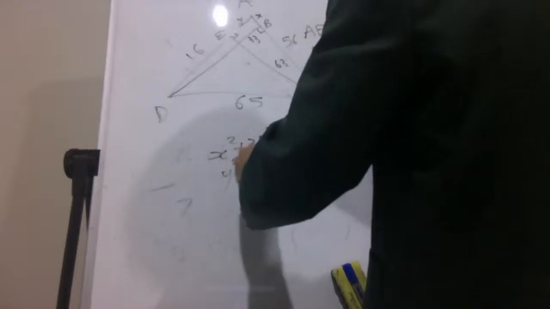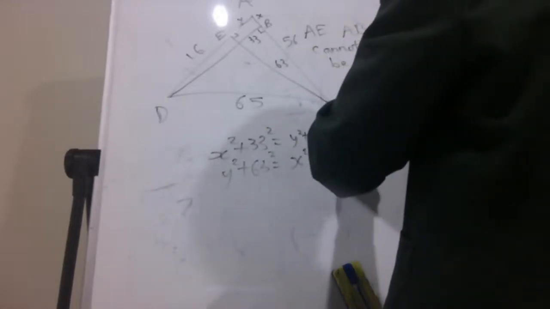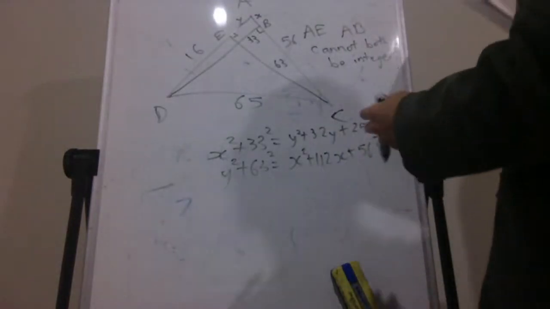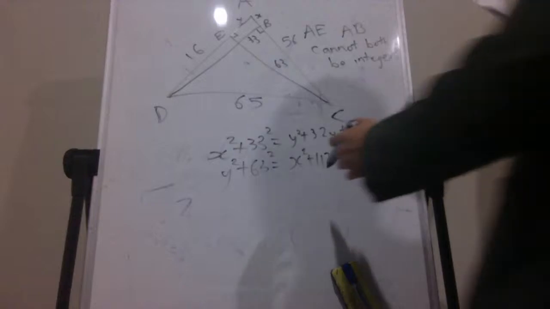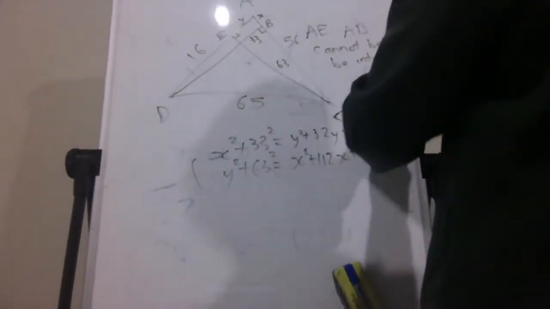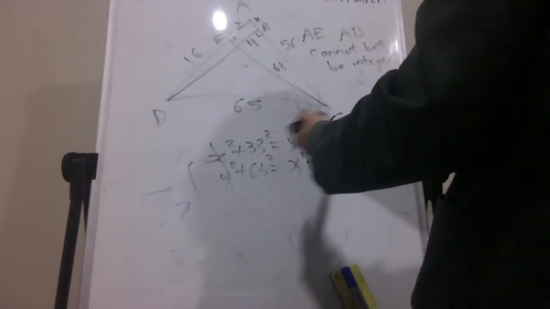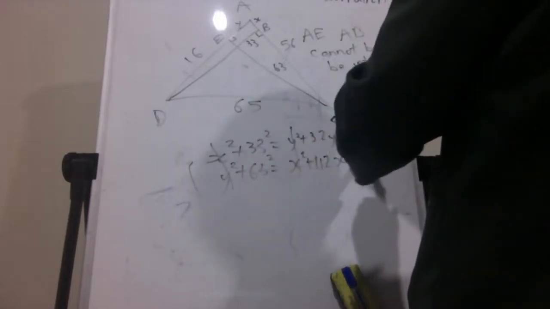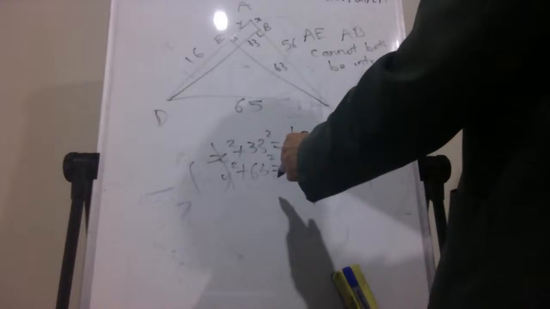And here we have y squared plus x squared is equal to... And now what we can do is, if we just add both of these sides here, then we can cancel out these x's. And I guess you got to cancel out one of the equal signs.